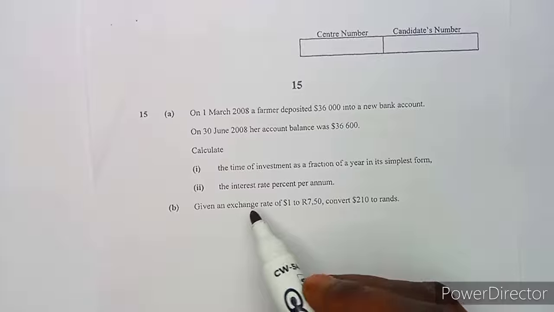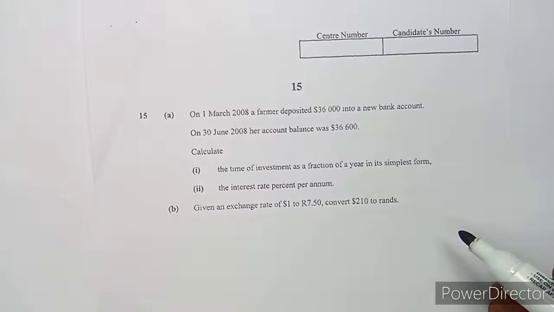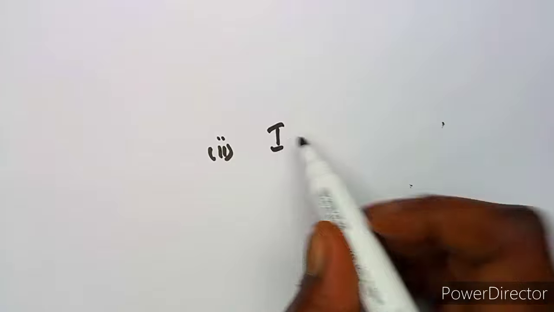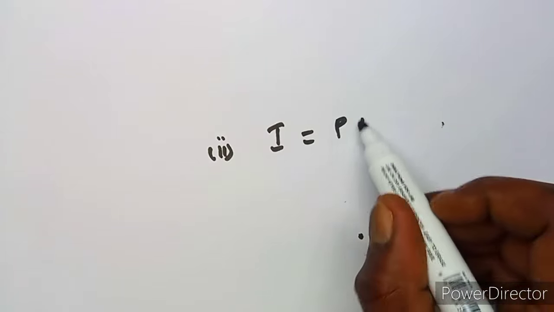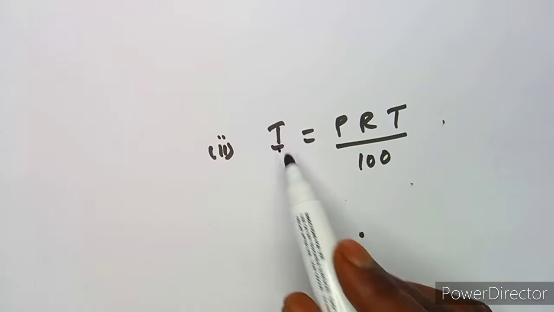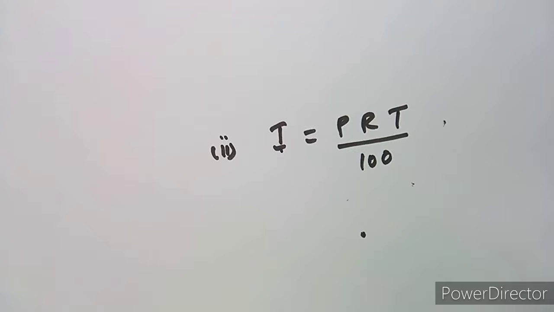Then in this case, what is going to be the interest rate percent per annum? It depends on which formula you are going to use. Are you going to use your normal formula? This time I'm just going to use your normal formula, where you know that interest is equivalent to PRT over 100, where this is the interest.